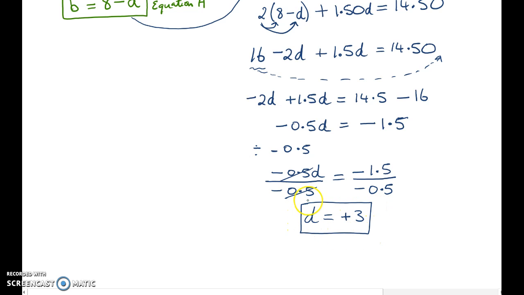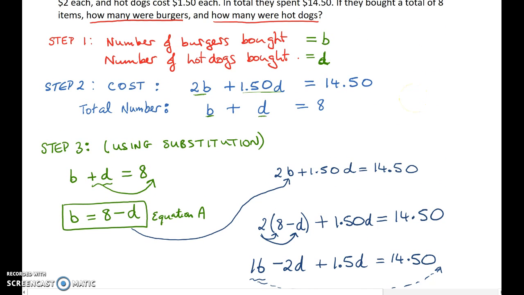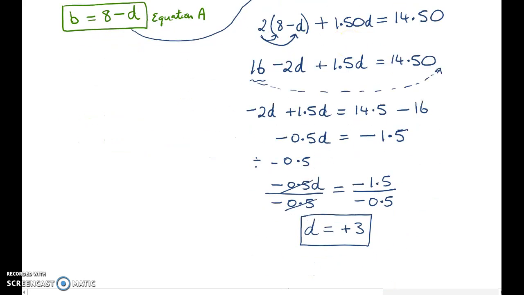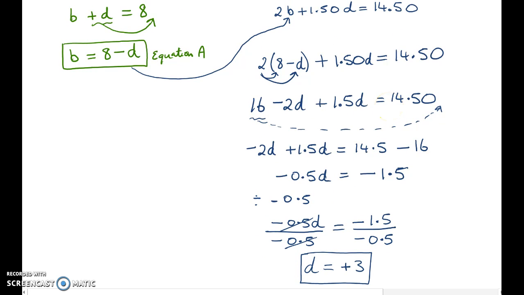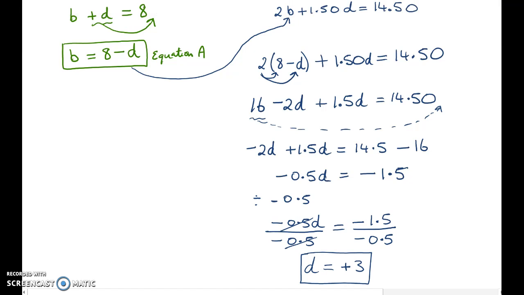Okay. Now, what does that tell us? d equals 3. Go back to where you started this problem. The number of hot dogs bought is d, and d is 3. So there were 3 hot dogs bought. And in this case, because there were only 8 items bought altogether, it's pretty easy to say how many burgers were bought, but let's just finish that off.